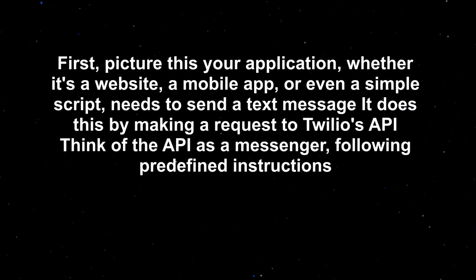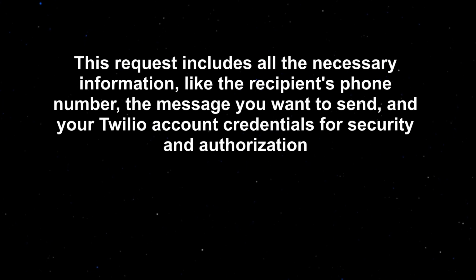First, picture this: your application, whether it's a website, a mobile app, or even a simple script, needs to send a text message. It does this by making a request to Twilio's API. Think of the API as a messenger, following predefined instructions. This request includes all the necessary information, like the recipient's phone number, the message you want to send, and your Twilio account credentials for security and authorization.